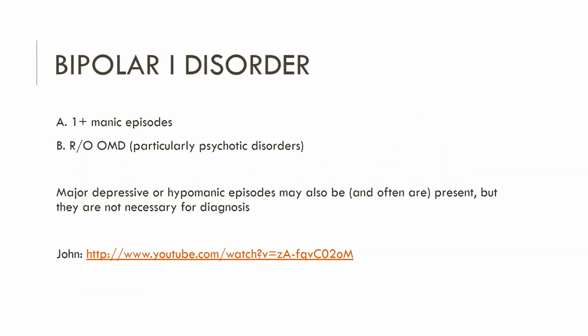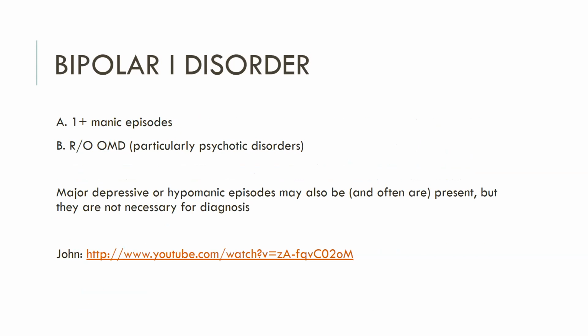So let's take the episodes down. Again, the disorders are pretty easy. Bipolar 1 disorder is 1 or more manic episodes and ruling out other mental disorders, particularly psychotic disorders. So you might be wondering, why only mania? I thought bipolar was both ends of the spectrum, so why aren't we talking about depression?